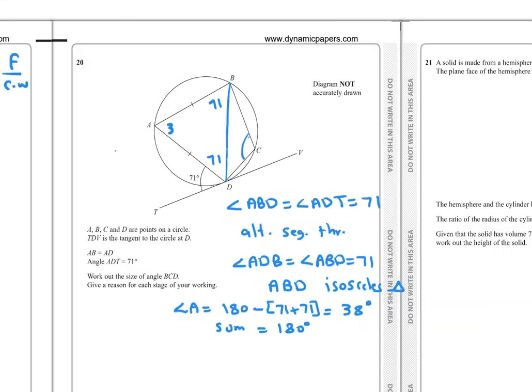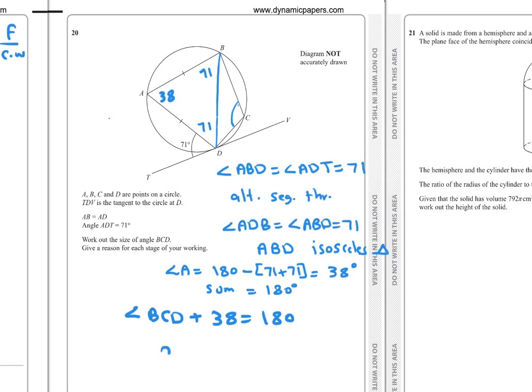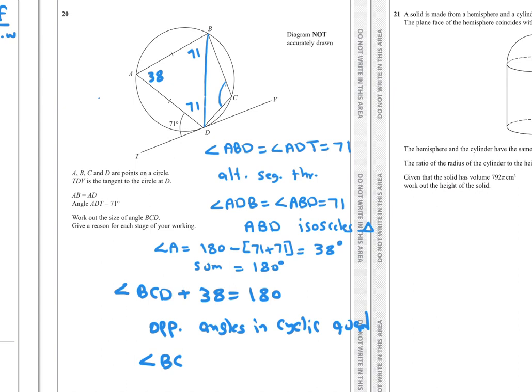Now angle A is 38. Then you can find angle BCD because A plus C equals 180, opposite angles in a cyclic quadrilateral. So angle BCD plus 38 equals 180, opposite angles in a cyclic quad. So angle BCD equals 180 minus 38 equals 142.